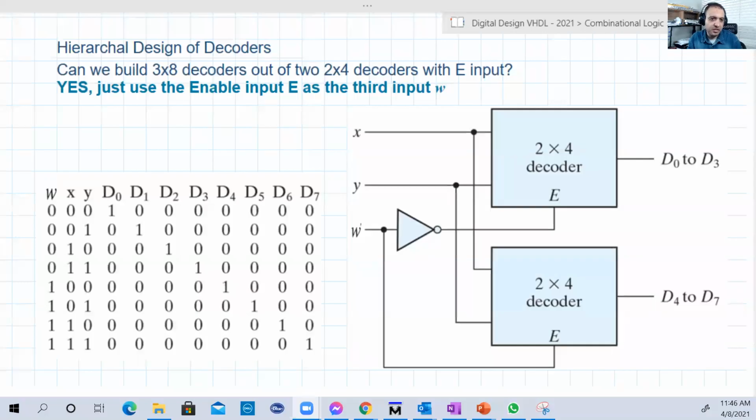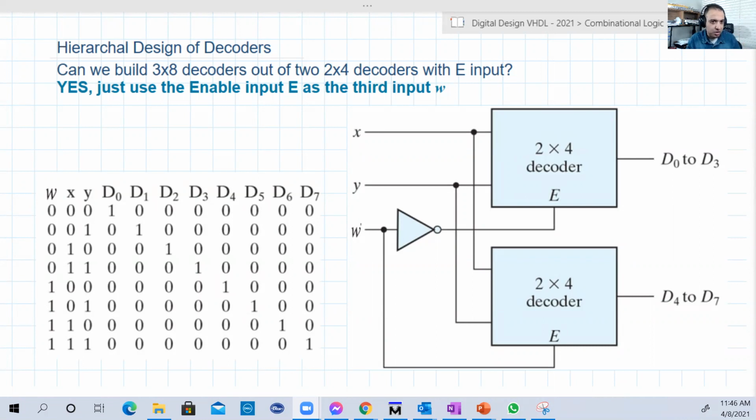Hello guys, so let's continue now our discussion about decoders. The basic idea is that we take each design, each circuit. If we start with a smaller design, can we use it to build a bigger design? And the answer is yes.